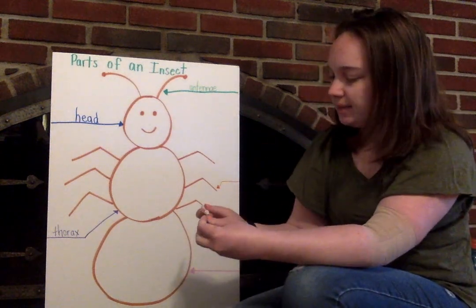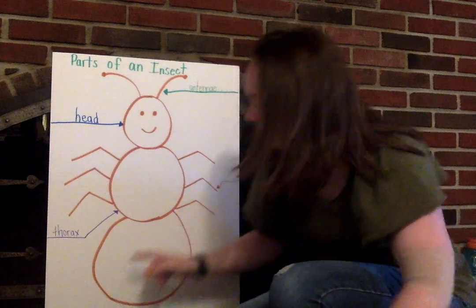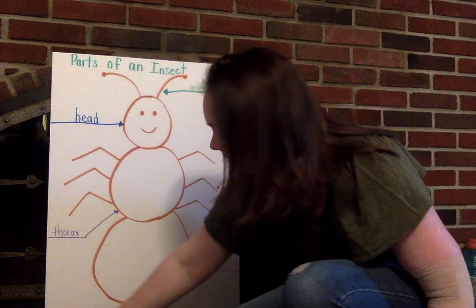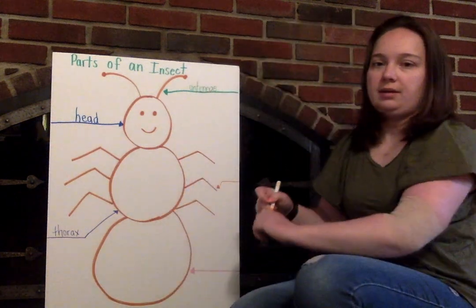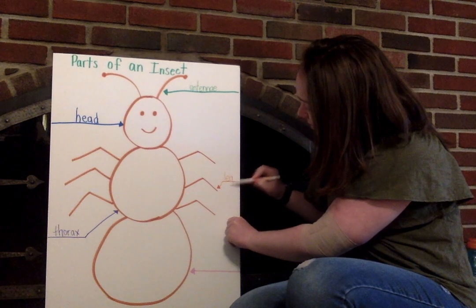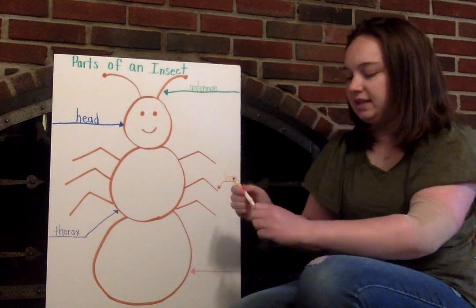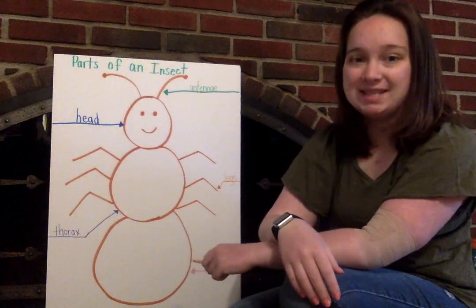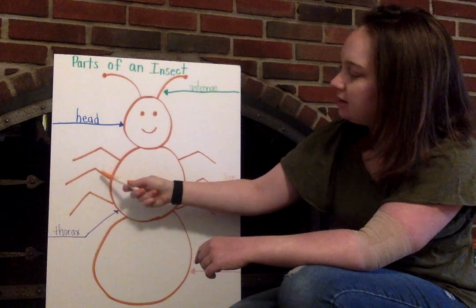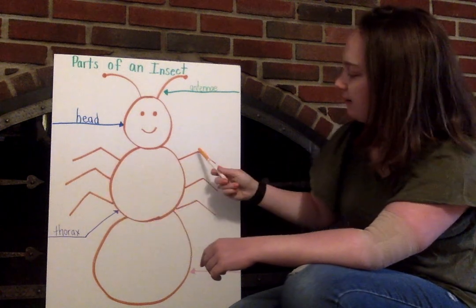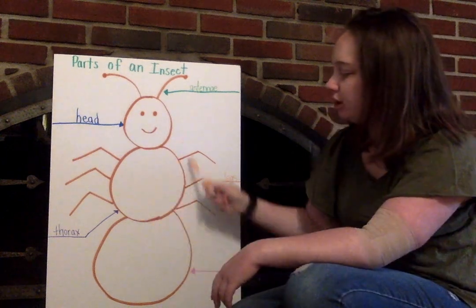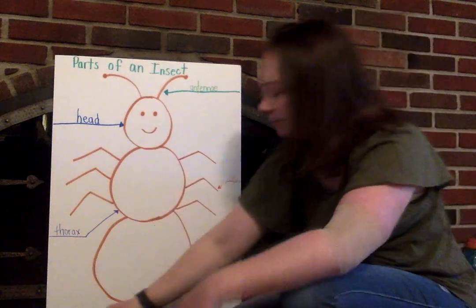The thorax is the middle part of their body, and it has these attached to it. These are the insect's legs. And all insects have 6 legs. Let's count them together. 1, 2, 3, 4, 5, 6. And they're attached to the middle part of their body, the thorax.